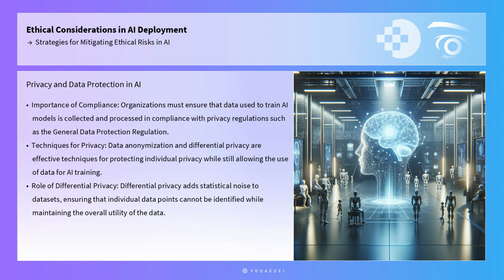Privacy and data protection are paramount in mitigating ethical risks associated with AI. Organizations must ensure that data used to train AI models is collected and processed in compliance with privacy regulations, such as the General Data Protection Regulation. Data anonymization and differential privacy are effective techniques for protecting individual privacy while still allowing the use of data for AI training. Differential privacy, for example, adds statistical noise to datasets, ensuring that individual data points cannot be identified while maintaining the overall utility of the data.